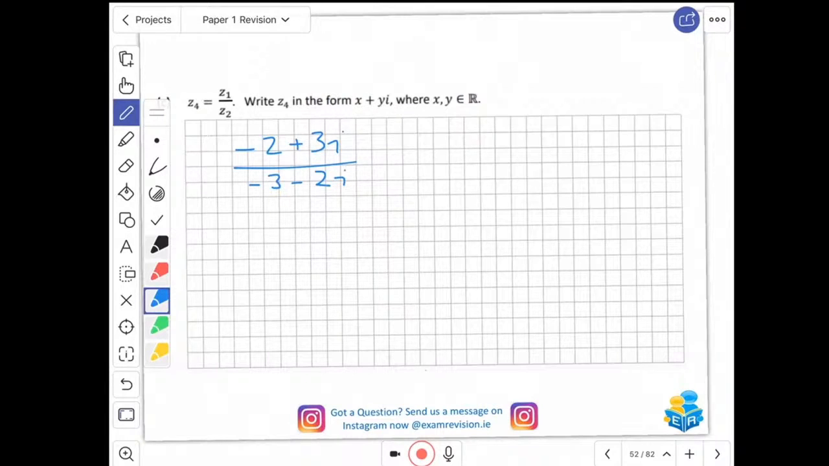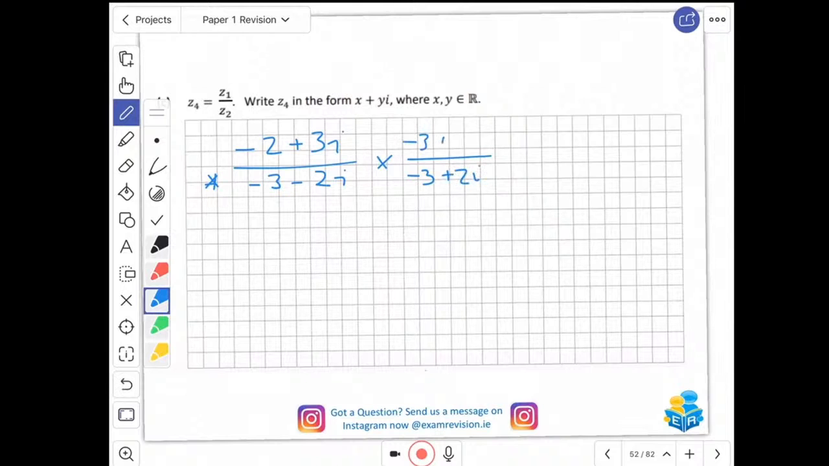So basically what you're going to do is multiply the top and the bottom by the conjugate of your denominator. So this is your denominator, obviously the bottom bit. The conjugate of any complex number is where you change the sign of the imaginary part of your number. So it's going to be -3 plus 2i.